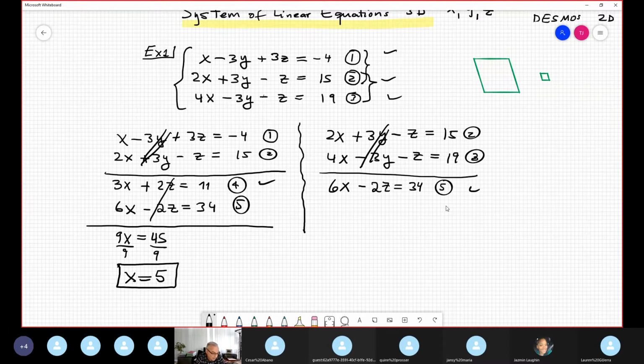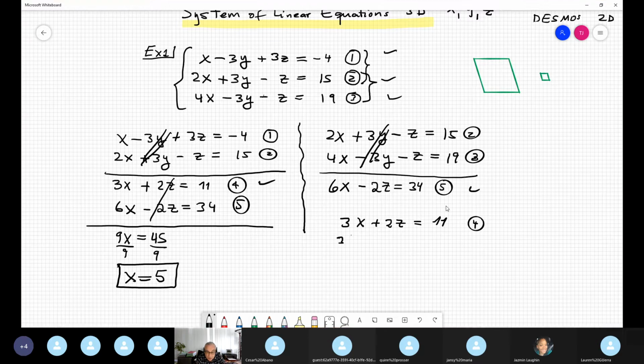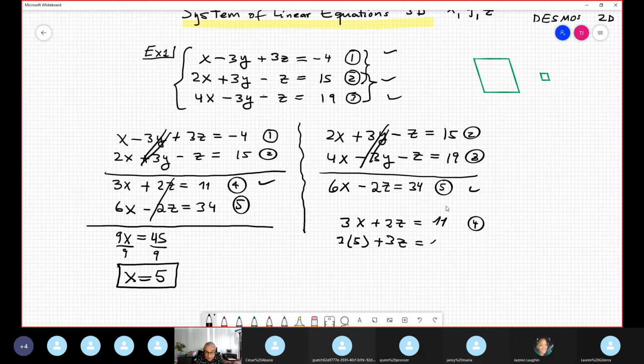So I take 3x plus 2z equal 11. I copy again, organization, guys, important. I copy equation 4. Substitution of 5 here. 3 times 5, 15, no? Plus 2z equal 11. So 15 plus 2z equal 11. 2z is equal 11 minus 15.